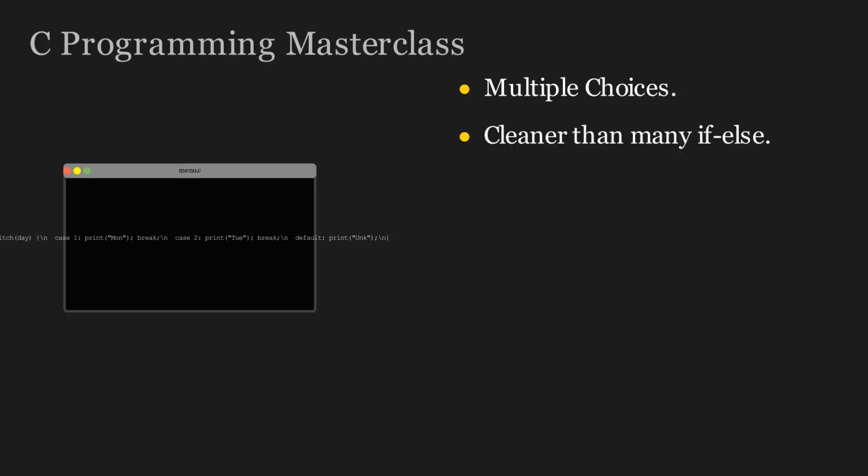In the code, we switch on the variable day. We define cases: case 1 prints Monday, case 2 prints Tuesday, and so on. Crucially, notice the break keyword. When a case matches, C executes the code and then keeps going down unless you tell it to break. Without break, if you picked 1, it would print Monday, and Tuesday, and Wednesday. This is called fall-through. The default case is like the else, it runs if none of the cases match.